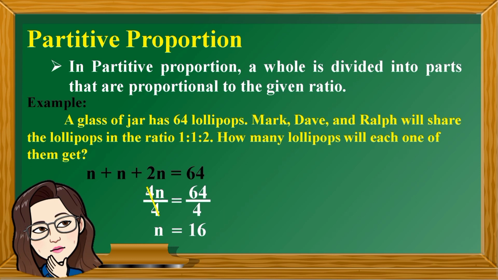Mark and Dave got the same number of lollipops, which is 16. Since Ralph's number of lollipops is represented as 2n, we simply multiply the value of n by 2. 2 times 16 equals 32. Ralph's number of lollipops is 32.